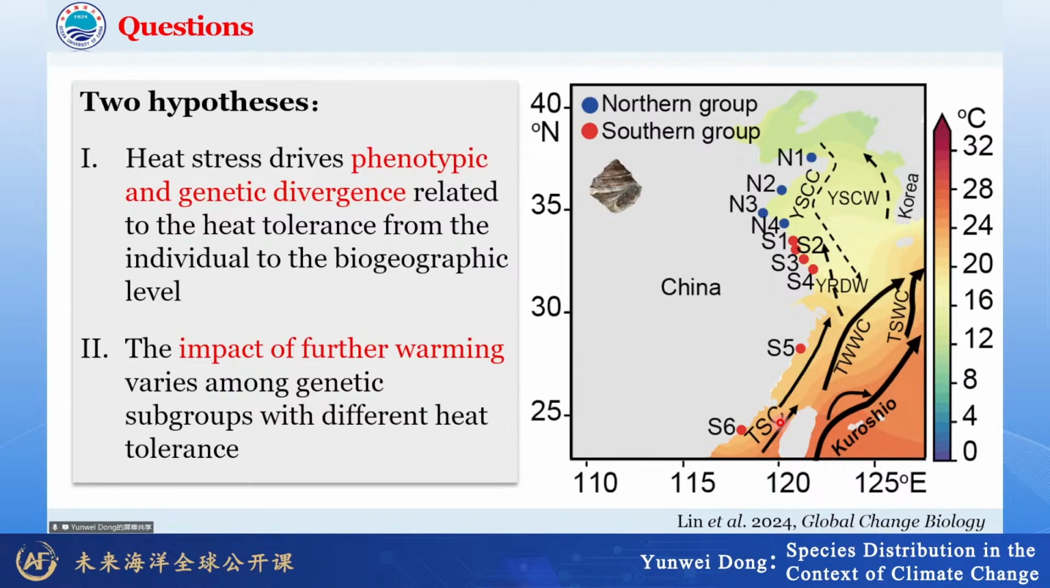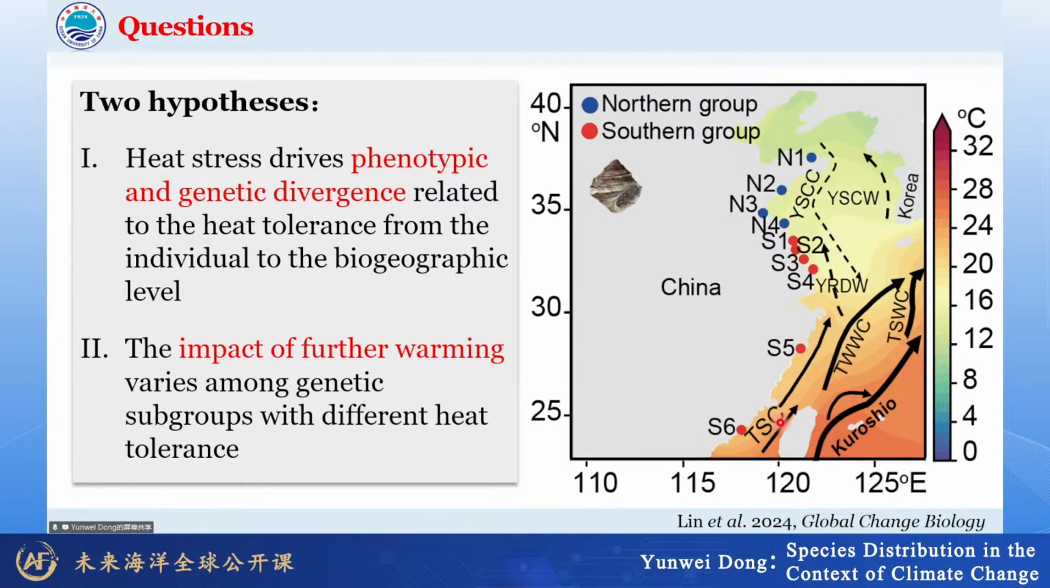So we have two hypotheses. The first hypothesis is that heat stress can drive phenotypic and genetic divergence. That is, temperature can affect the physiology traits and the genetic traits in different populations along the China coastline. And the impact of climate change may be different for different genotypes or different phenotypes. So those are the two hypotheses.